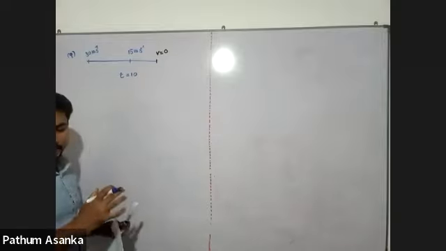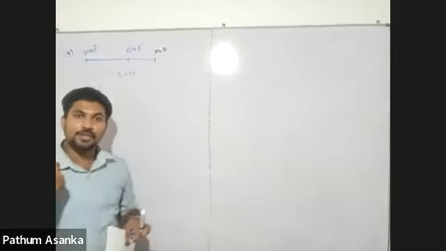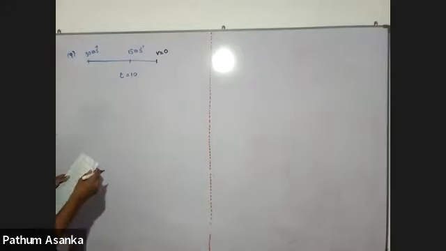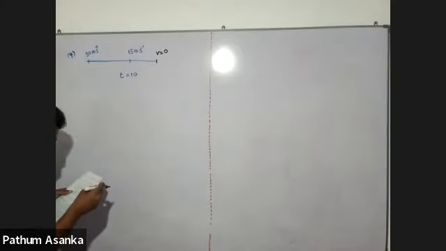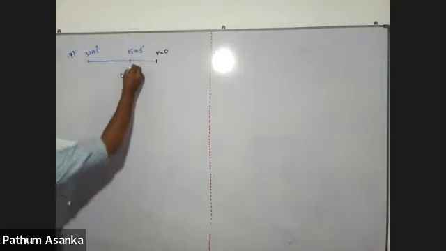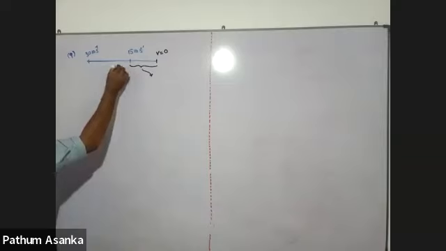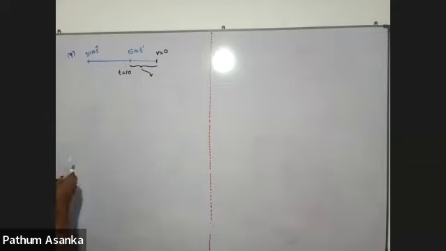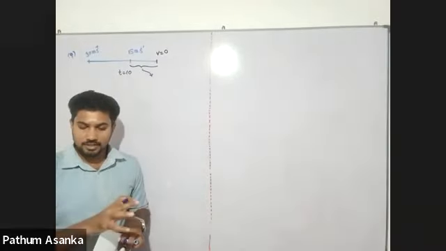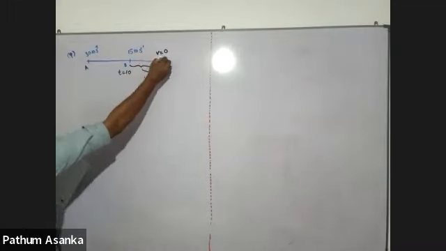Rest means at the end of this motion, the vehicle comes to rest. That means velocity comes to zero, right? So the question is asking the time for this interval, right? Now, this vehicle is moving with a constant acceleration. First, I mark these 3 points as A, B, C.